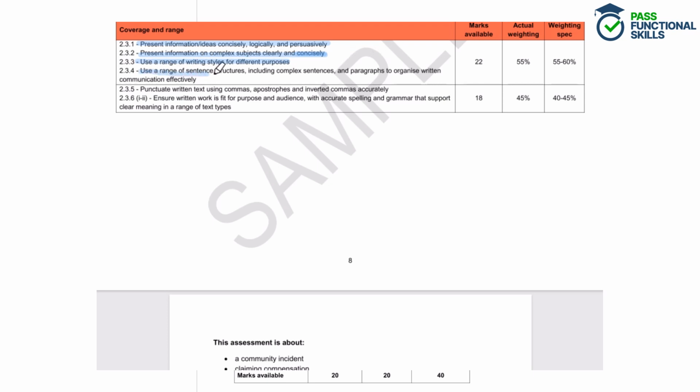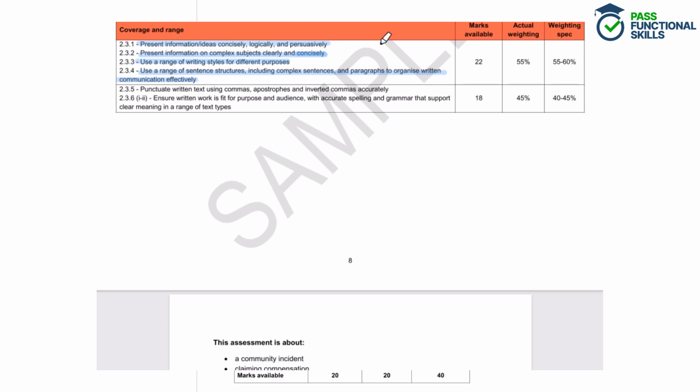And finally, we need to use a range of sentence structures, including complex sentences and paragraphs, to organise written communication effectively. This means that we need to be using both short and longer sentences. So standalone sentences and sentences that connect different ideas together within them, using connectives or commas. We also need to make sure that we're using paragraphs in our answers.